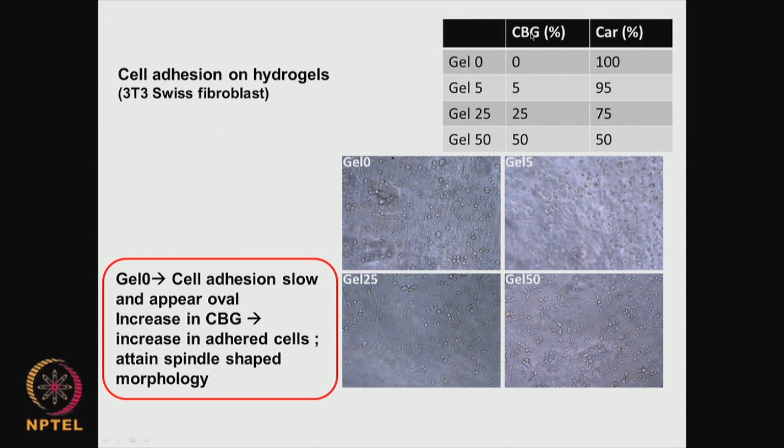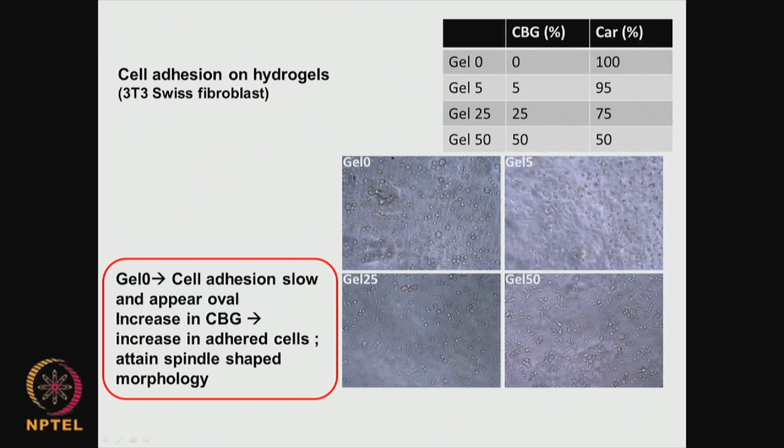As I said, beta glucans are produced by bacteria. They are biocompatible, and some of them are water soluble. In this particular case, it is water soluble, with a molecular weight of about 1500 Daltons, and then we grow cells on them. We grow this particular cell, 3T3 Swiss fibroblast.